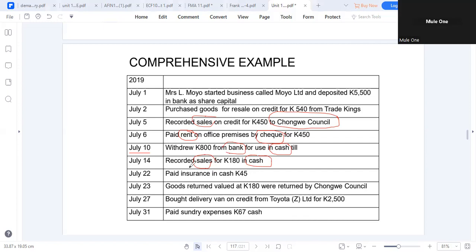Insurance and cash. Good. Insurance and cash. So insurance is an expense, we're going to debit it. Cash is reducing, we're going to credit it.